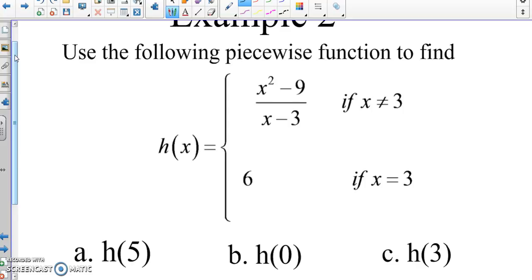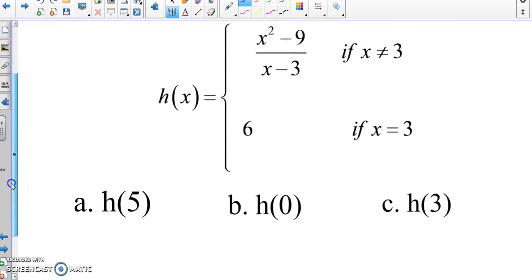Okay, the best thing about this is that either x does not equal 3, or x equals 3. So either it doesn't equal 3, or it does. If it doesn't equal 3, then we use this equation here. If it does equal 3, we use this equation here. Easy, simple, not hard. Easy peasy, lemon squeezy.